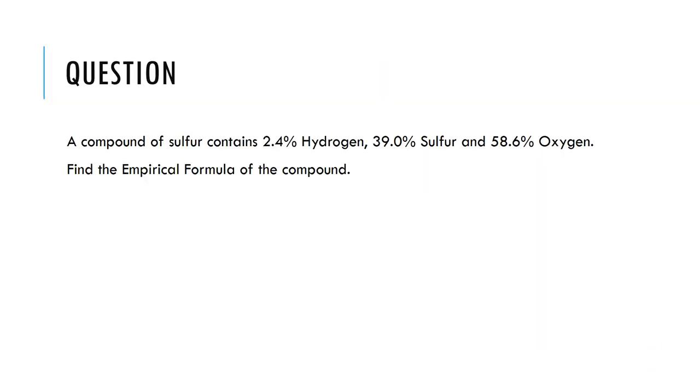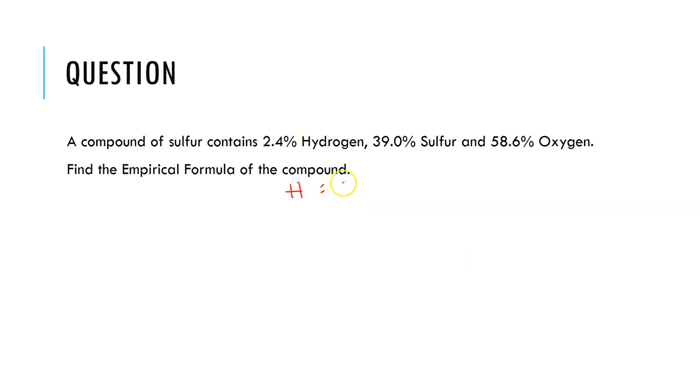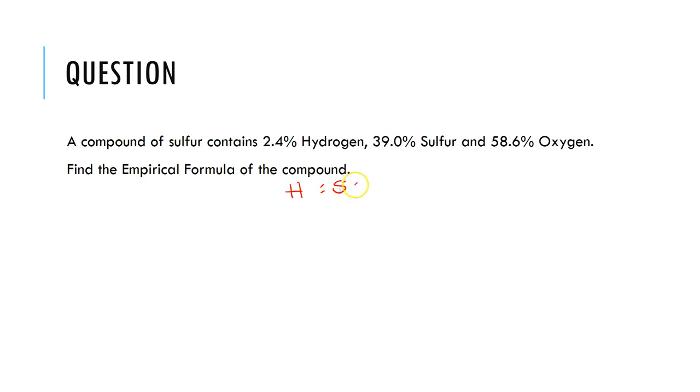So it told me that I had hydrogen, it told me I had sulfur, and it said I had oxygen. So I'm going to write them down with little ratio dots in between them because I want to work out the ratio of hydrogen to sulfur to oxygen, and this reminds me of it. Okay, so we're saying hydrogen is to sulfur is to oxygen.